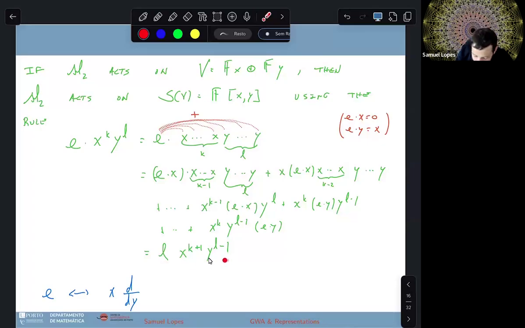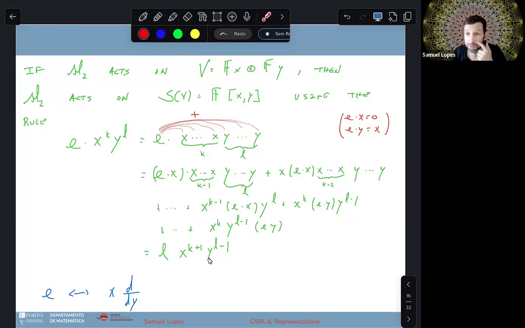And this will remind you of something. This will look like you did a partial derivative, right? So this action on the polynomials is exactly the same thing as doing a partial derivative with respect to y, and then multiplying by x. So E is acting on this polynomial ring as this differential operator, which is very interesting, okay? We start with nothing, and we have an action with differential operators on the polynomial ring.